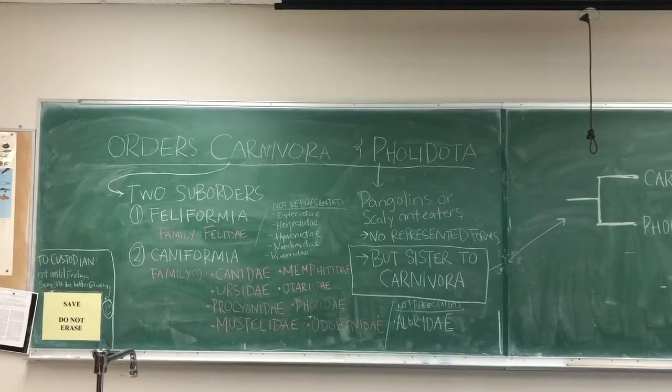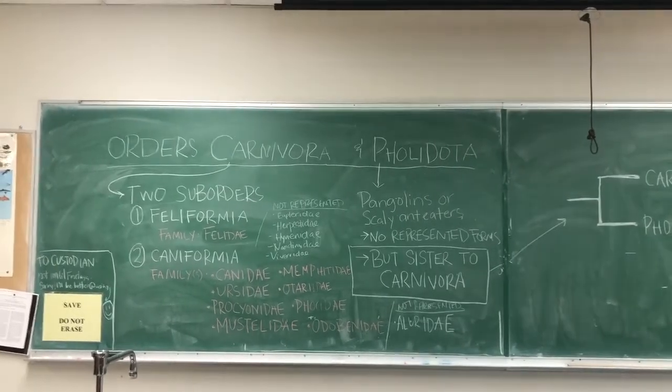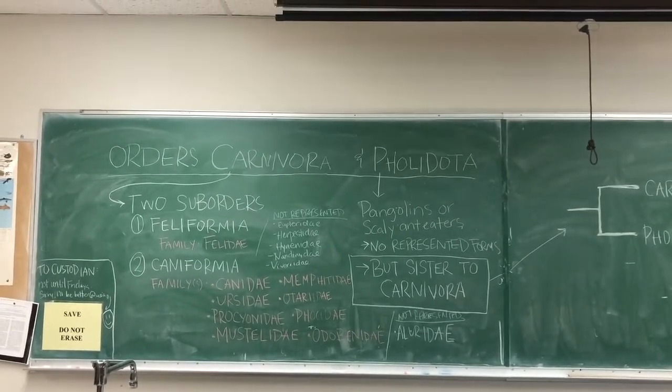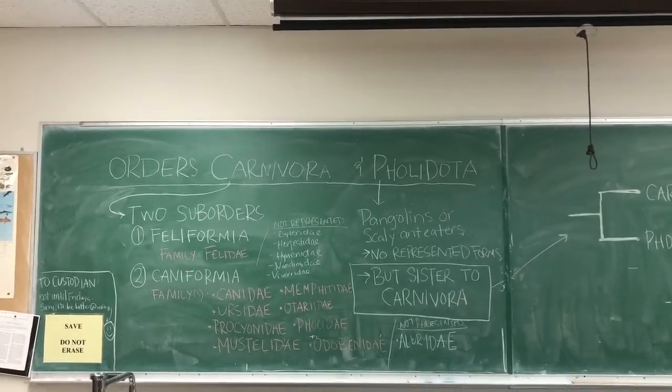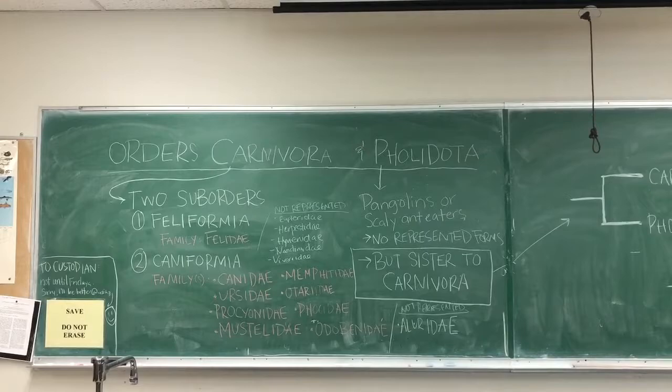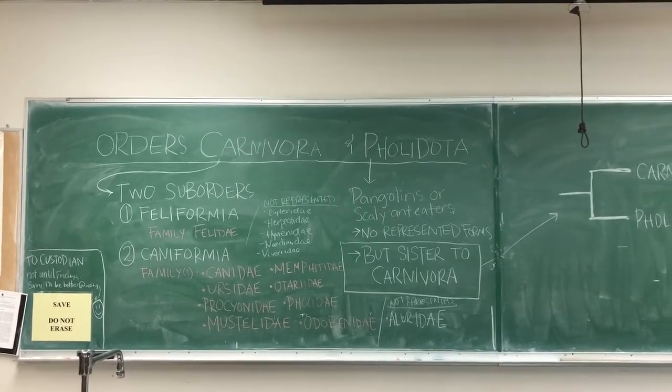So we have two suborders in Carnivora. We have Feliformia and Caniformia. So I will show you the families and the specimens that we have here today in lab.